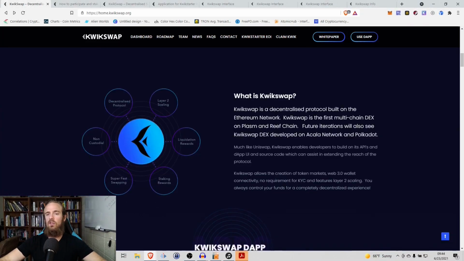So what is Kwikswap? Kwikswap is a decentralized protocol built on the Ethereum network. It is also the first multi-chain DEX on Plasm and the Reef chain. Future iterations will also see Kwikswap DEX developed on Acala network and Polkadot.